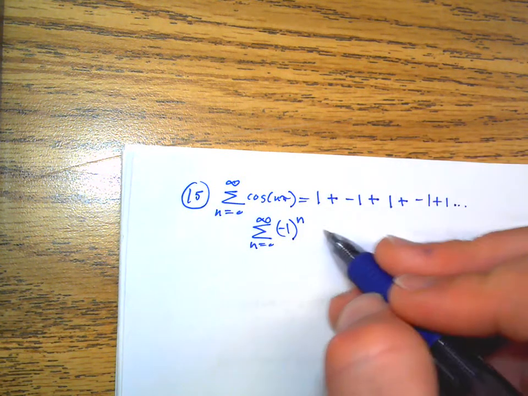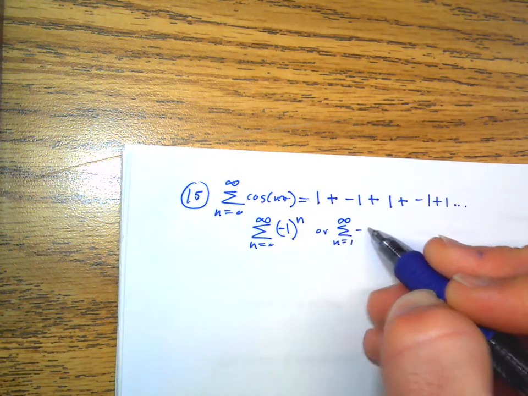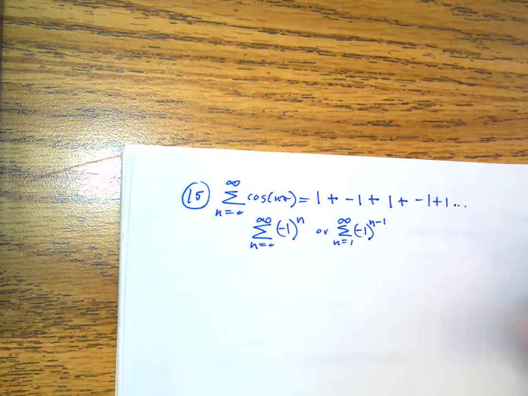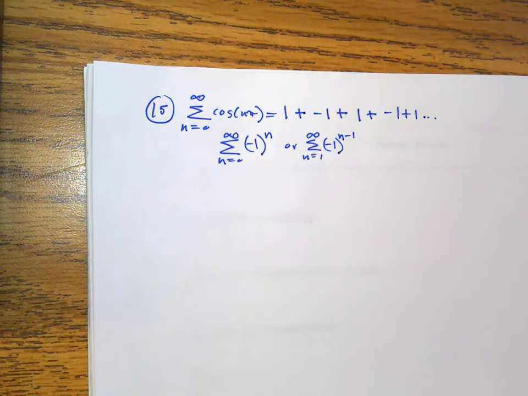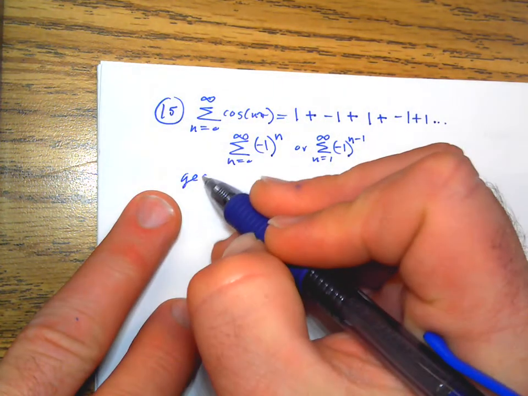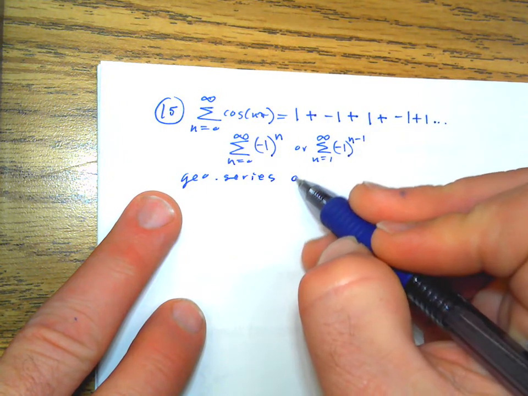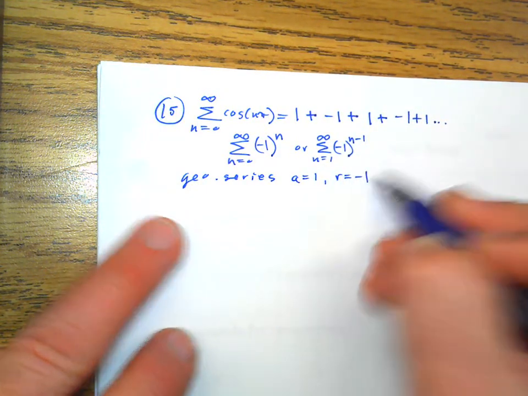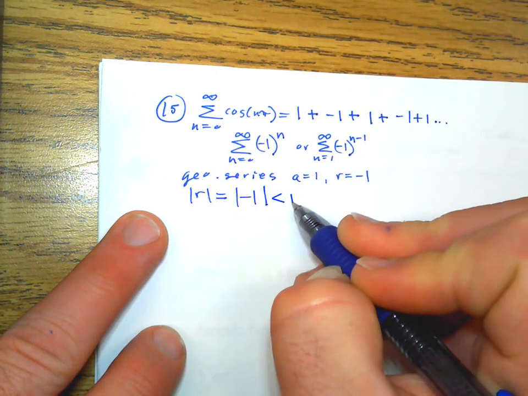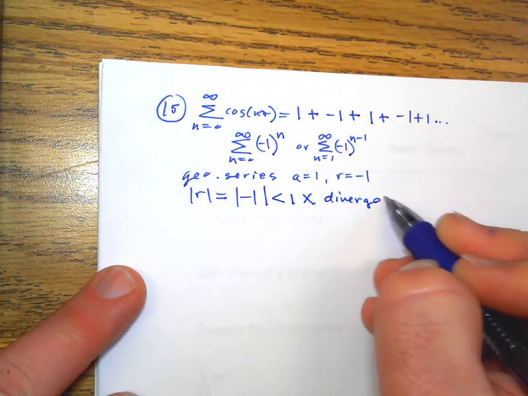Or you could start at 1 if you want. Do negative 1 to the n minus 1. That's the same thing. So by the way, this is a geometric series. We could take that approach. If you realize that this is a geometric series, we're just multiplying by negative 1 every time. The a value is 1. The r value is negative 1. The absolute value of r has to be less than 1, and it is not, so it diverges.